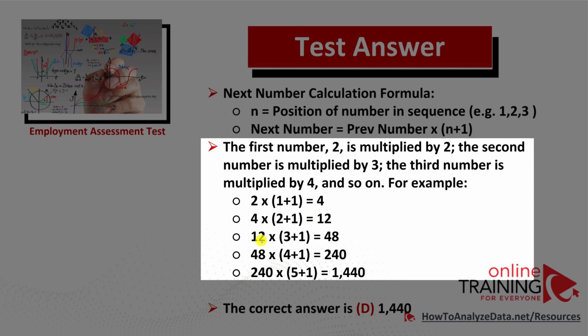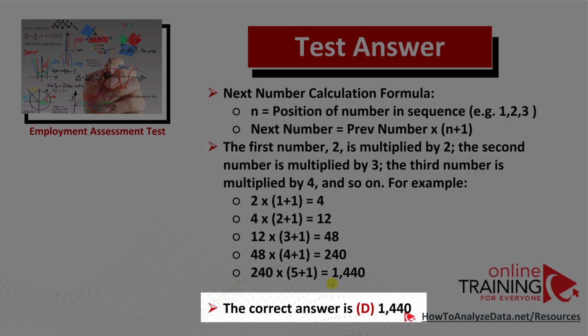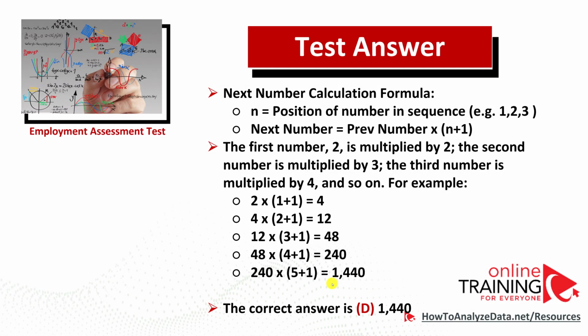For the next number, 12 multiplied by 4 equals 48. For the next one, 48 multiplied by 5 equals 240. And for the last number, 240 multiplied by 6 equals 1,440. The correct answer here is D, 1,440. Hopefully you've nailed this question.